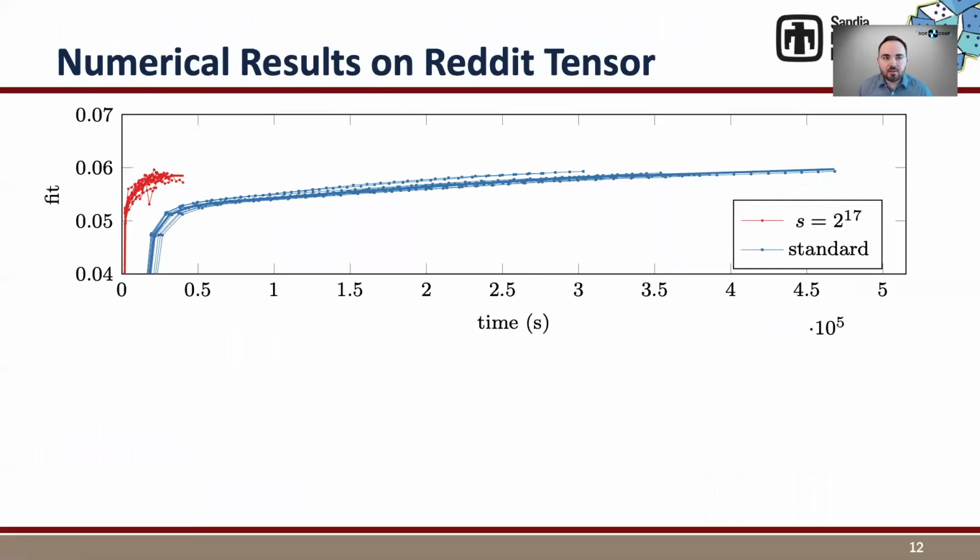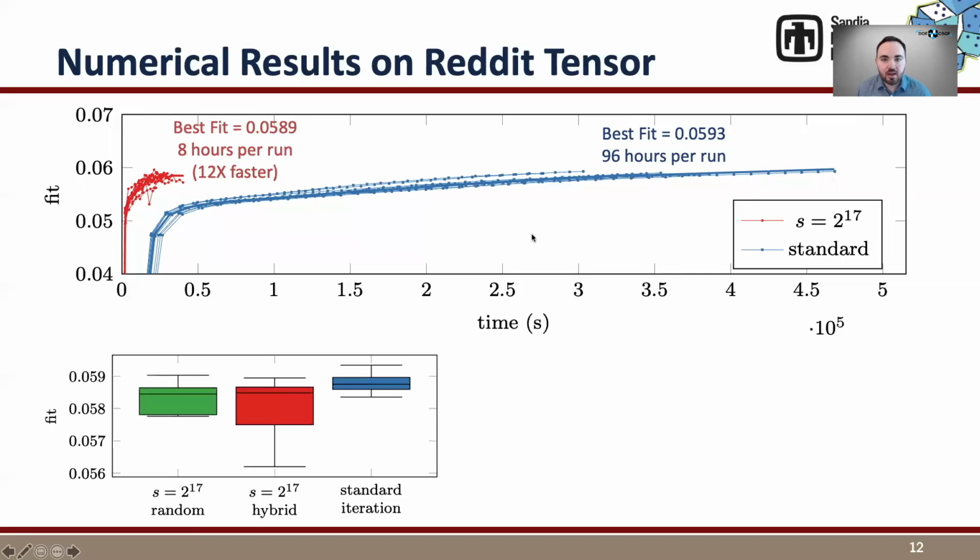And lastly, I'm going to return to how this performs on the Reddit tensor when we put these things together. These are runs of our algorithm, CP-ARLS, which produce the factors I showed you at the beginning. The blue curve is the standard CP-ALS algorithm. There are 10 runs, which are the individual lines in the background, and the solid line is a median calculated across all these runs. The red curve is our algorithm with hybrid sampling using 2 to the 17 samples. And you can see there's actually a dramatic difference.